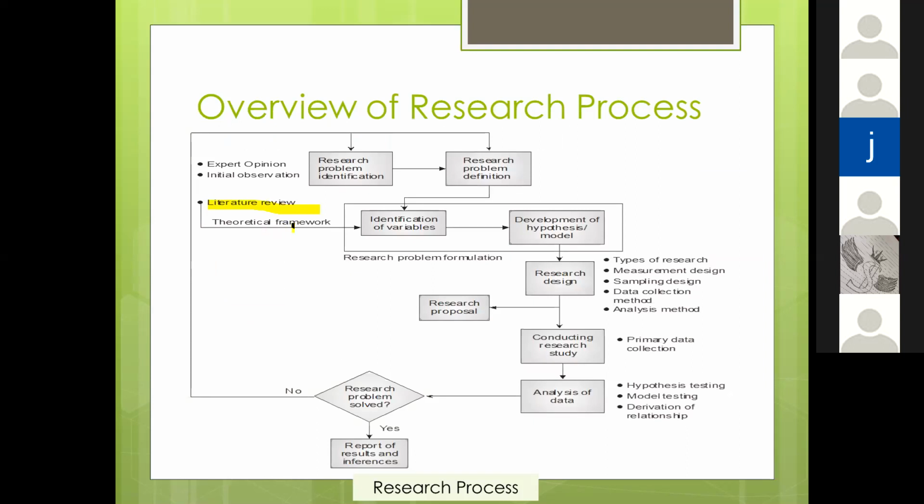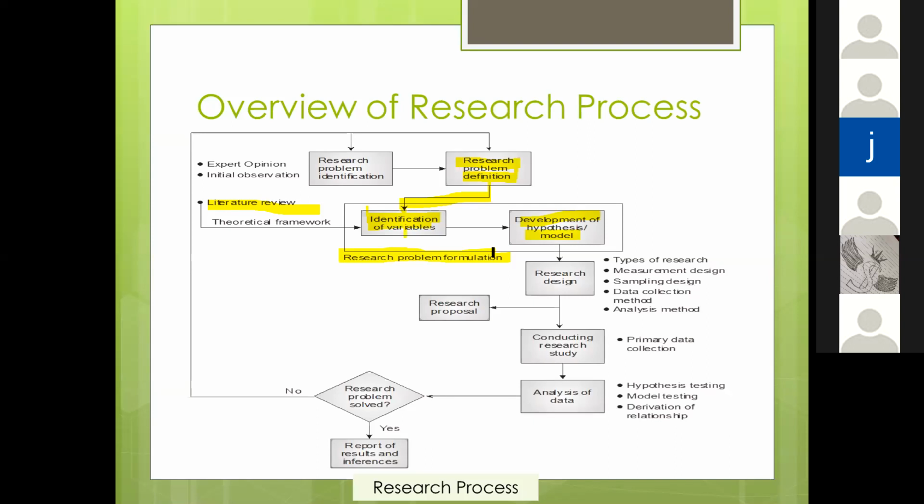We develop a theoretical framework for it. When the problem becomes clear and more defined, I move on to the variables. These variables need to be identified properly, and we develop a hypothesis around these models. We may use any of these modeling techniques. This whole box, as you can see, is research problem formulation only. It's very important to understand that the problem has to be formulated in a proper manner, because if our problem is not defined, we may come up with wrong conclusions. So we need to define our problem well.